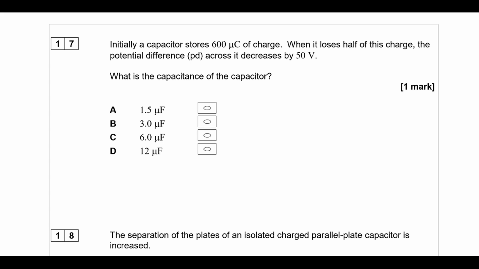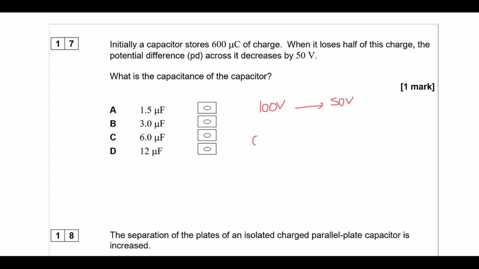Initially, a capacitor stores 600 microcoulombs of charge. When it loses half of this charge, the potential difference across it decreases by 50 volts. What is the capacitance of the capacitor? So, if you halve the charge, you have halved the potential difference. So essentially, the potential difference must have gone from 100 volts to 50 volts because it has to have halved, and halving has to be the same as decreasing by 50.